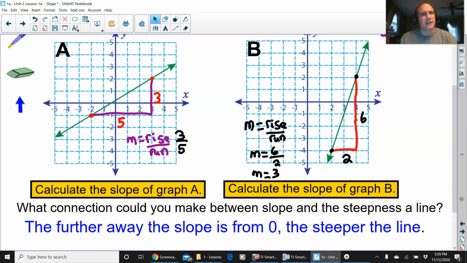Even if it's negative, a negative 10 would be further away from 0 than 3 is. So that means negative 10 would be a decline, but it would be steeper than a line with a slope of 3. So just remember, it doesn't matter if it's negative or positive. If they're asking you about steepness, steepness could be an incline or decline. Steepness is just looking at the number on an imaginary number line and seeing how far that is away from 0.